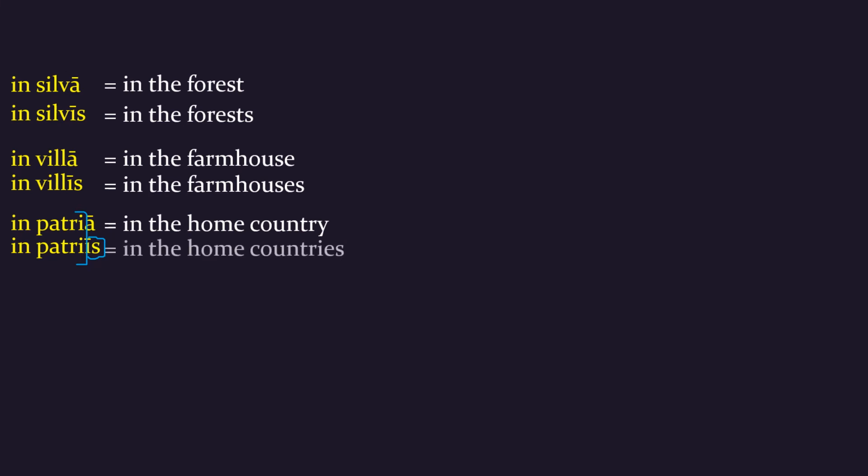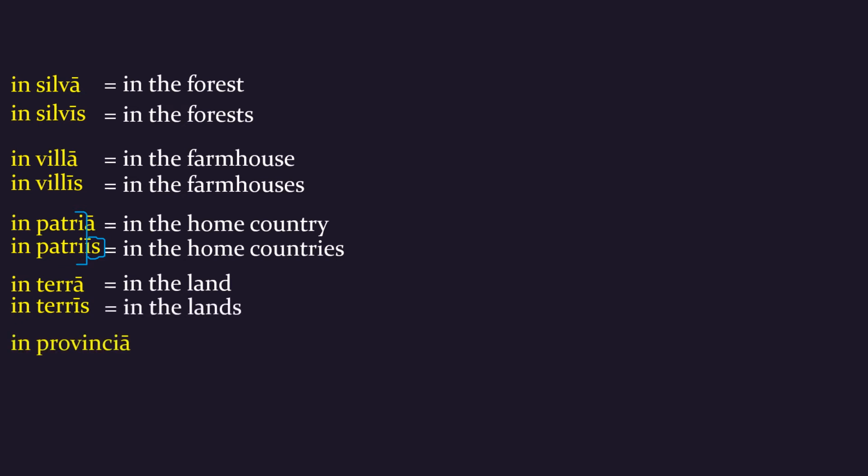In patriis, in the home countries. In terra, in the land. In terris, in the lands. See how this works? In provincia, in the province. And this one's going to be just like patria. There's an I at the end of that stem, provinci. So how would we say in the provinces? In provinciis, in the provinces.